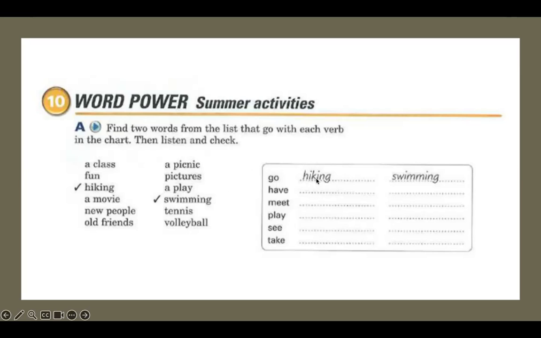Entonces, cuando le añadimos el ing, el gerund, le añadimos ing at the end of the verb, ya se vuelve una actividad, ¿ok? Se está transformando en una actividad, y este es el verbo que tenemos nada más. Hiking turns into a noun. Se vuelve un sustantivo, ¿ok? Y tenemos acá un example: hiking, go hiking. Tenemos swimming, go swimming. Okay, what about the second one?